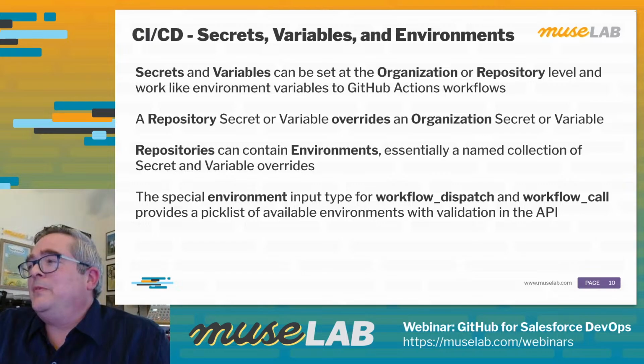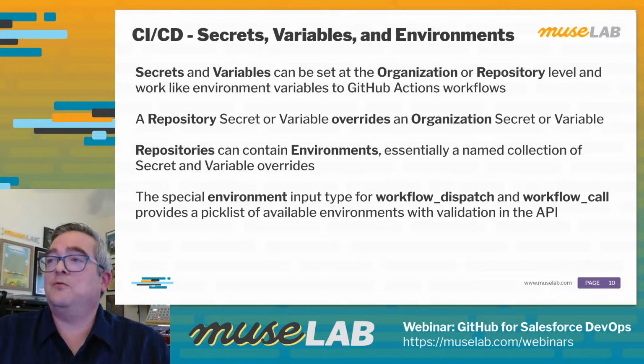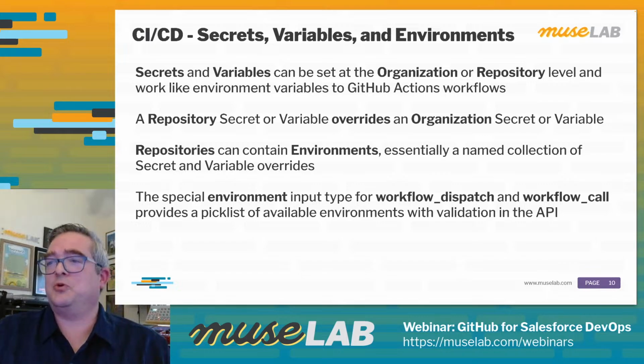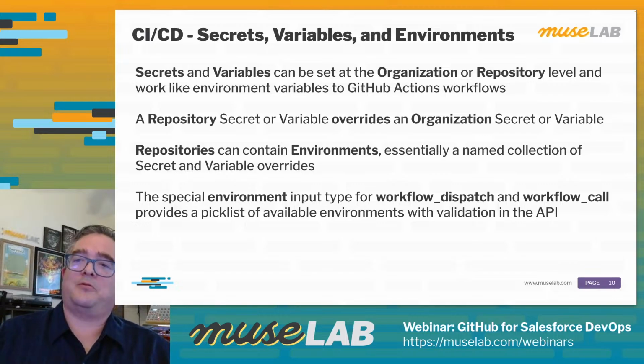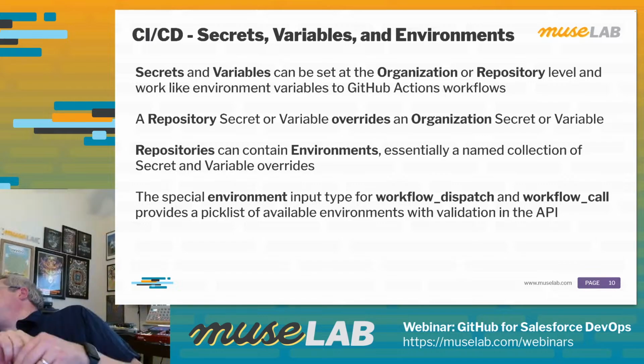And then there's also a special input type for workflow dispatch and workflow call events called environment that basically builds a pick list or a choice of the environments that are defined in the repository. So for workflow dispatch, if you created a workflow that's going to be run manually by a user in the browser, they'd get a drop down to pick which environment they want to run against, and the right environment variables get passed in. So this is a really critical part.